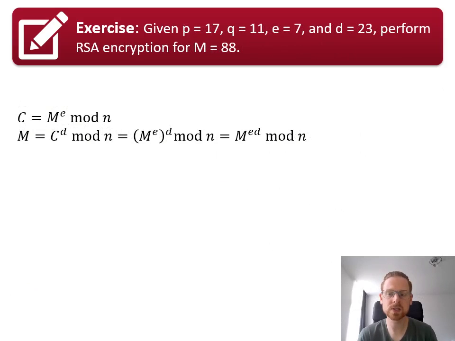And the second exercise is to perform RSA encryption using the parameters displayed here. So p equal to 17, q equal to 11, e equal to 7, and d equal to 23. Perform RSA encryption for the plaintext message m equal to the number 88.